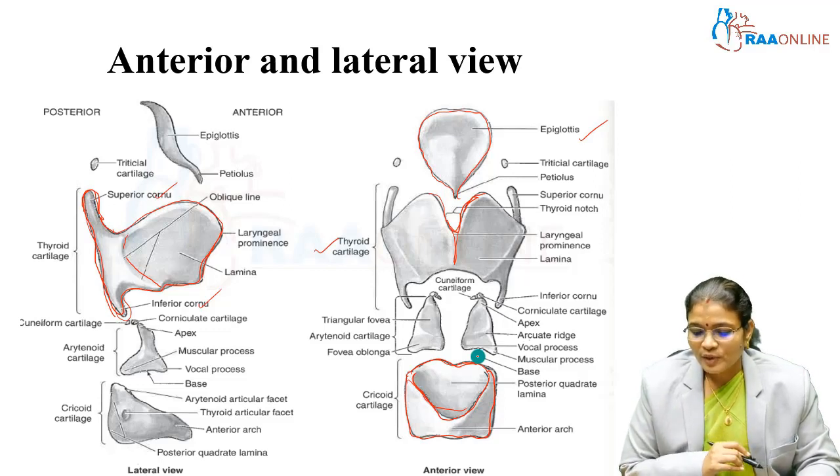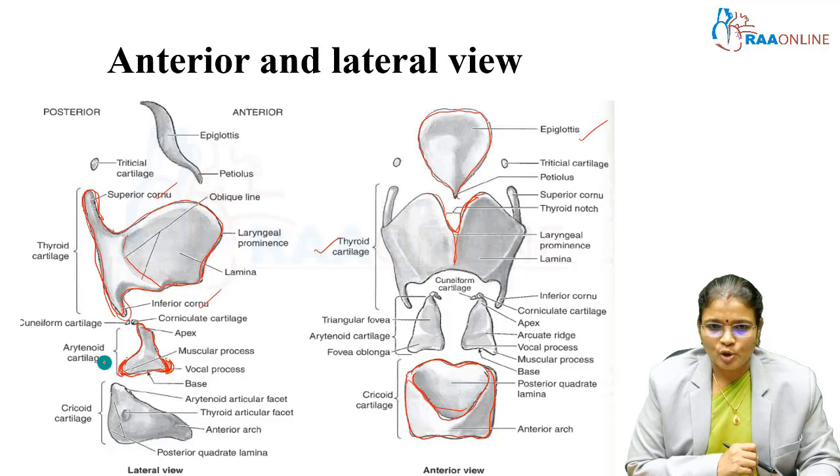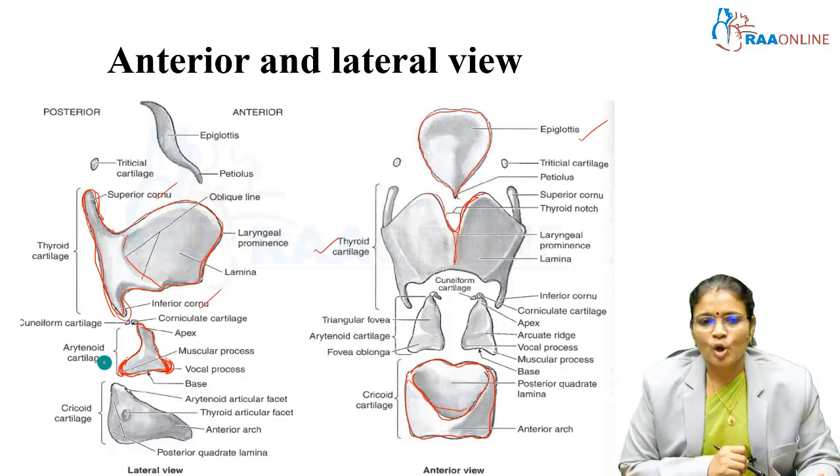Okay. Then coming to the arytenoid cartilage. Arytenoid cartilage is pyramidal in shape. It has an apex and it has a base. And towards the base, there are two processes. One is called the vocal process, and this process is called the muscular process. So these are the processes of the arytenoid cartilage.